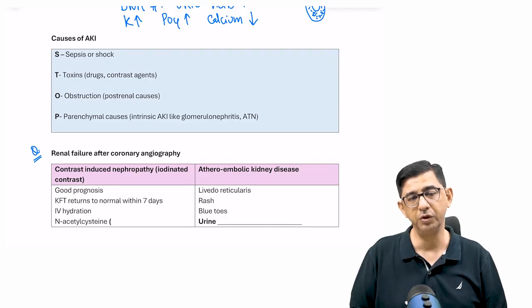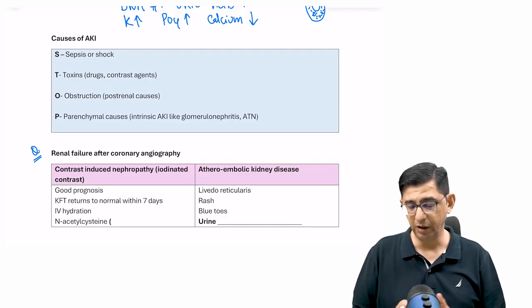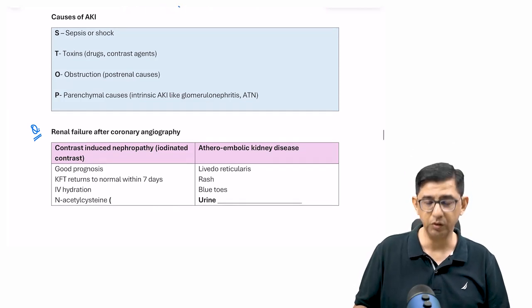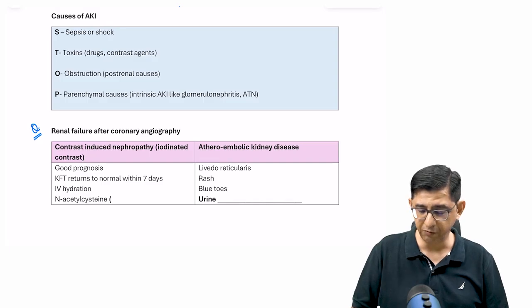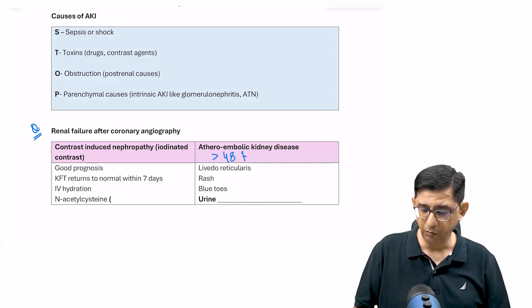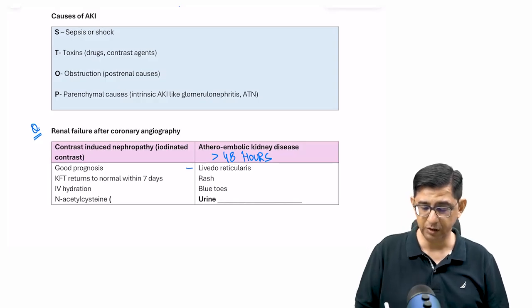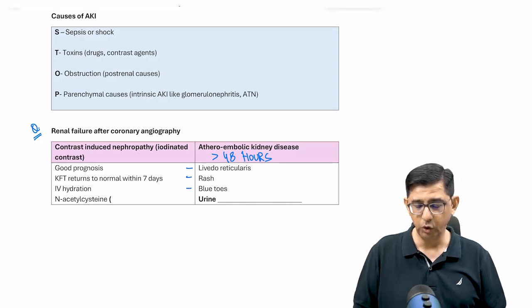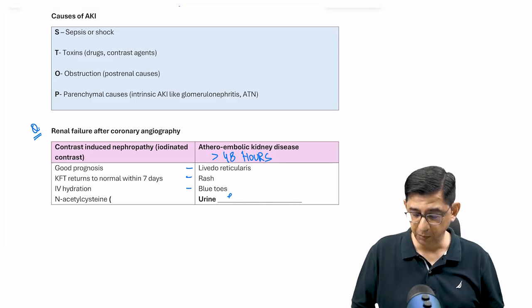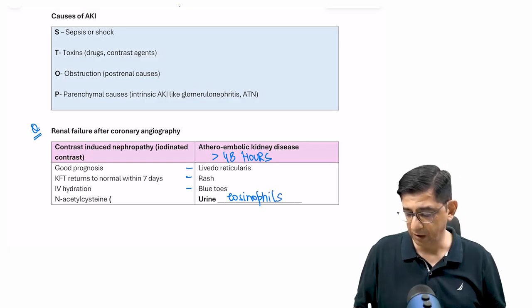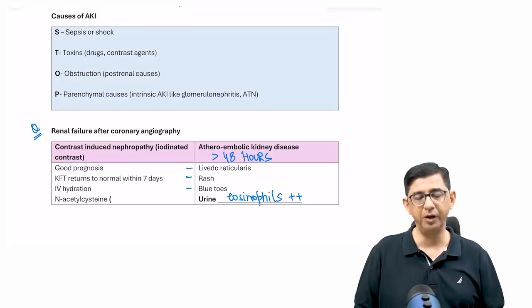If he gives you a situation where renal failure occurred after coronary angiography, and he also notices that after 48 hours the patient develops livedo reticularis, that is a fishnet appearance of blood vessels, there's a rash, there are blue colored toes, and the urine examination is showing eosinophils. You don't read the word urinary eosinophiluria ever apart from the topic that I'm explaining to you.